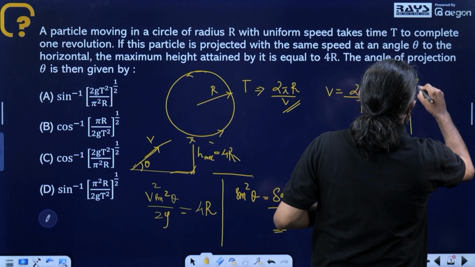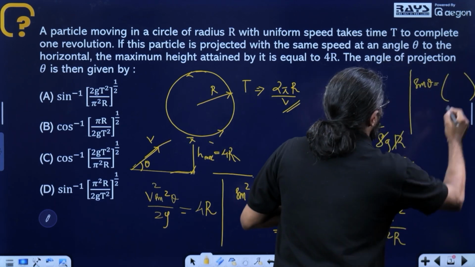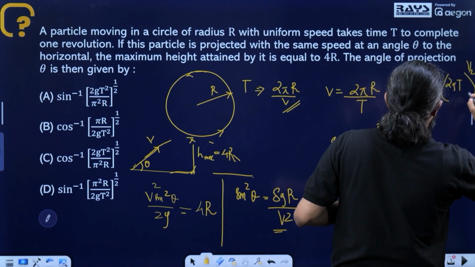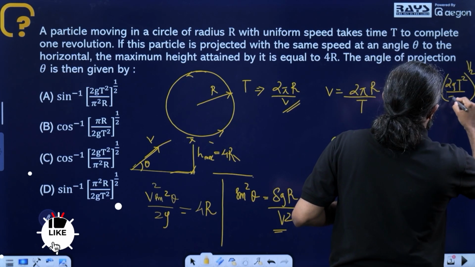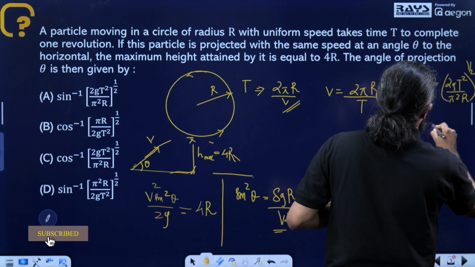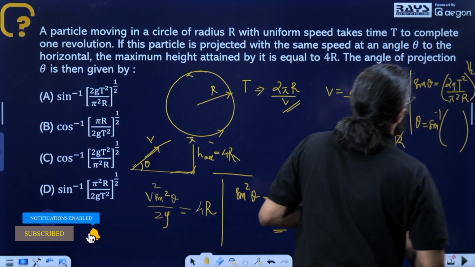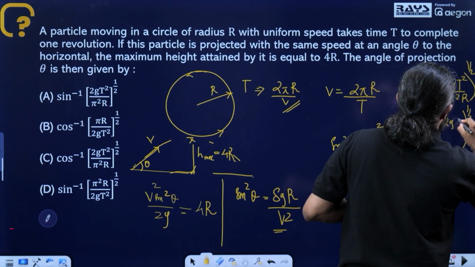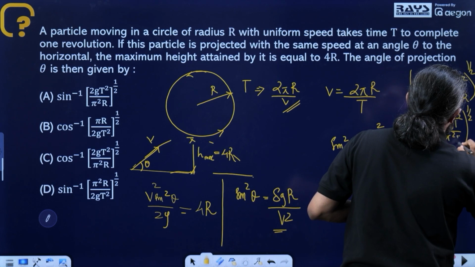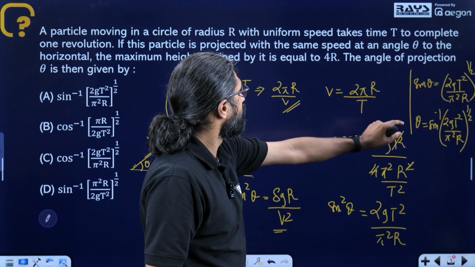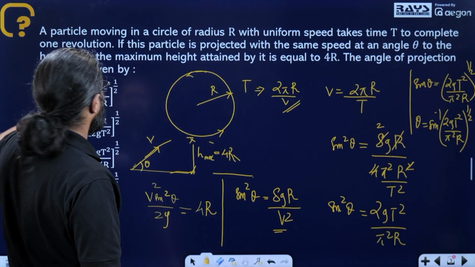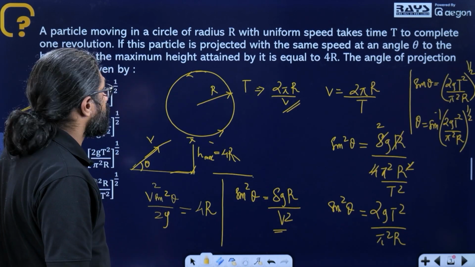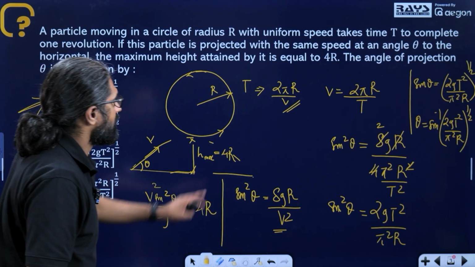So I'll write that down here. Sine theta will be equal to root of, or power 1 by 2 of, 2g t square divided by pi square r, which means theta will be equal to sine inverse of 2g t square divided by pi square r, taken over root. So this is what we have. The correct answer would be option A here, which says sine inverse of 2g t square divided by pi square r, raised to 1 by 2. That's how you solve it.